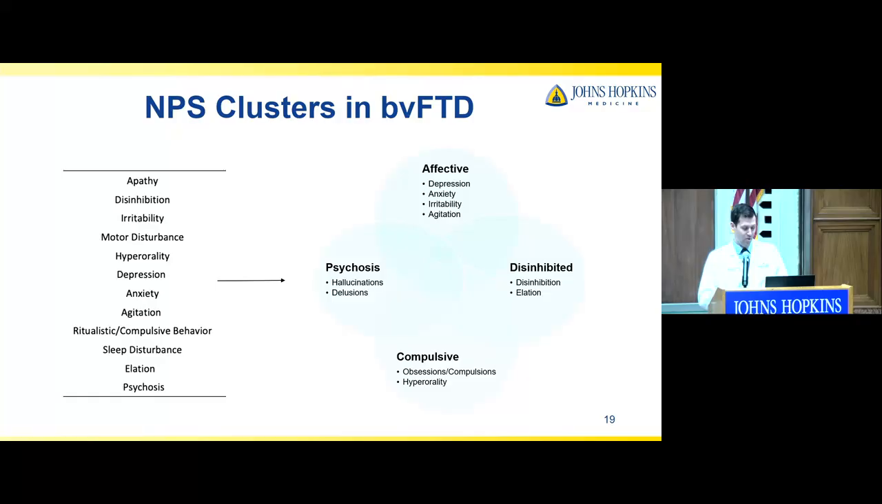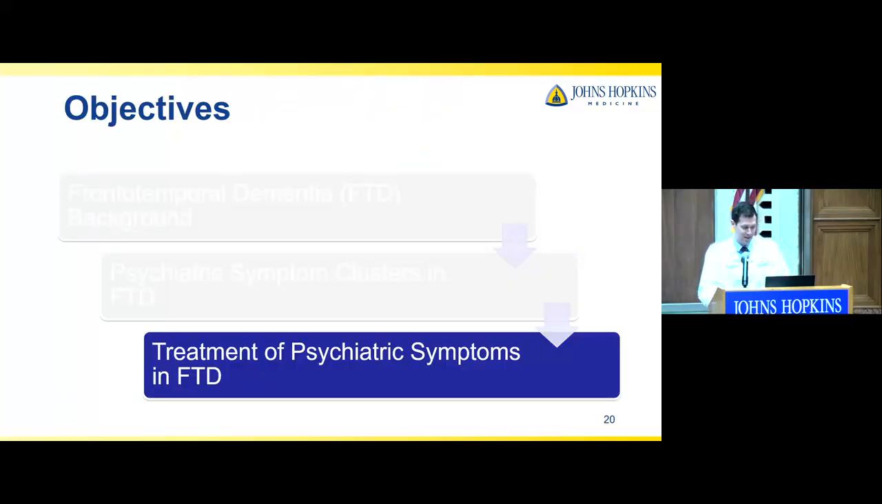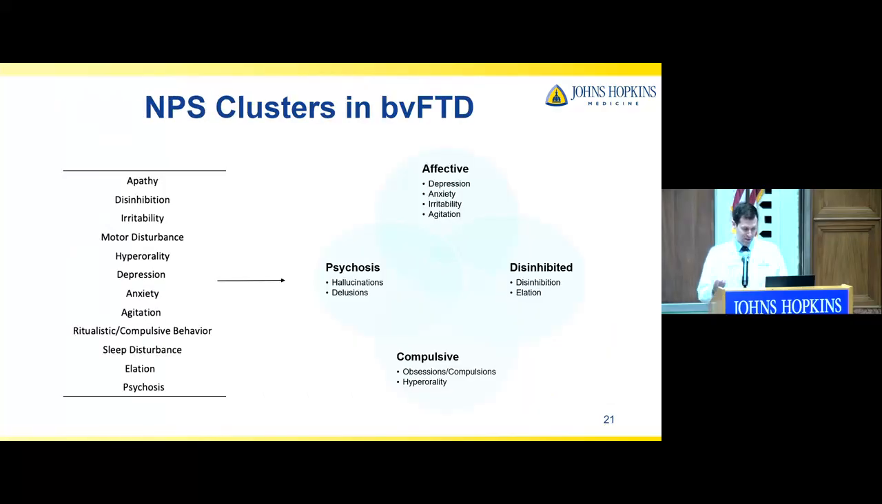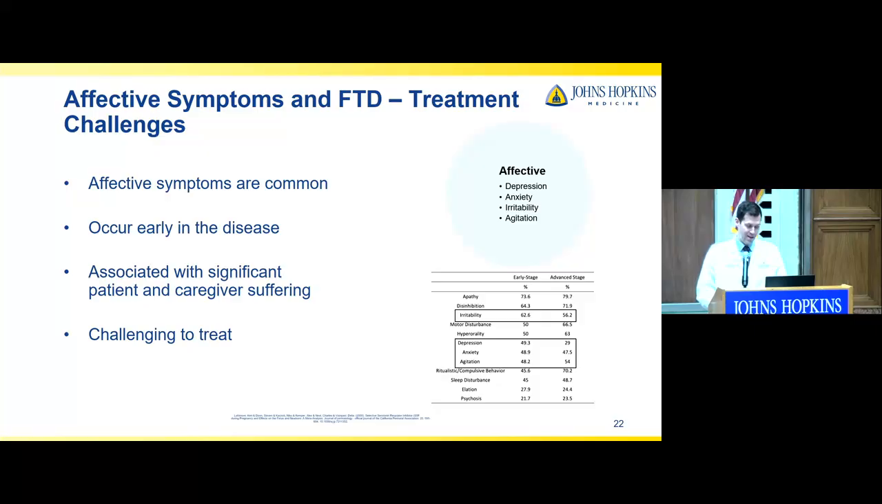And again, the goal is, can we select patients more precisely based on the symptoms that they're experiencing, and test agents that are targeted directly at that subgroup, and hopefully develop more effective treatments. So I'm going to finish the last part of this talk talking about the goal of moving forward and developing these targeted treatments for psychiatric symptoms in FTD. Okay, so again, coming back to these clusters, I'm going to move on to the affective cluster. And this is what my funding from the NIH is to study now.